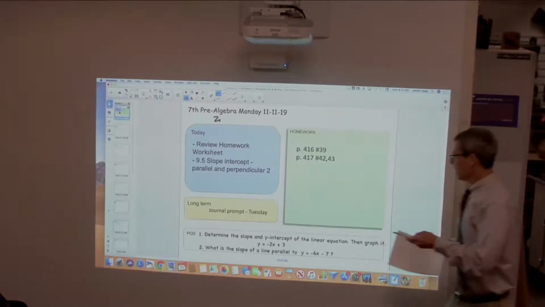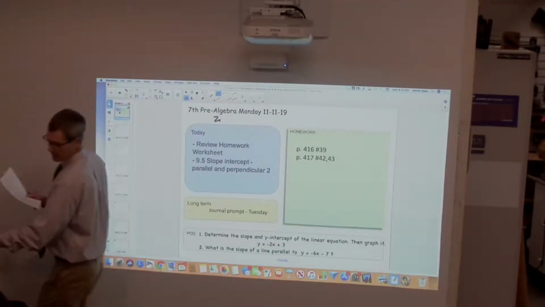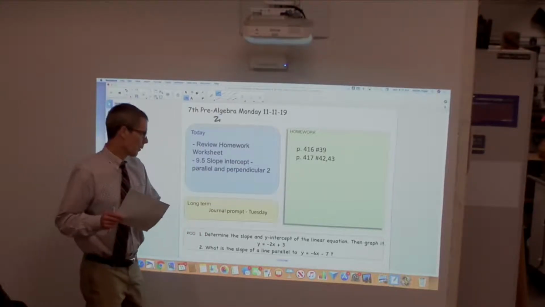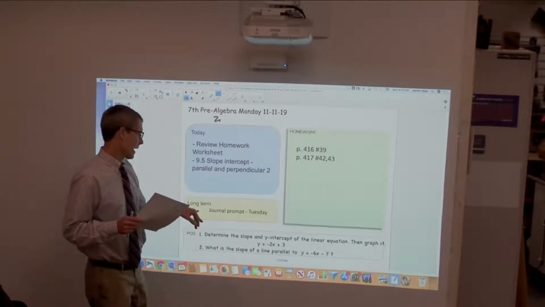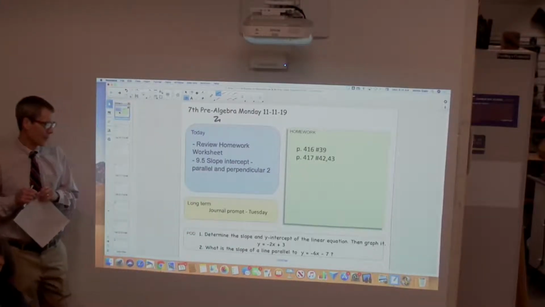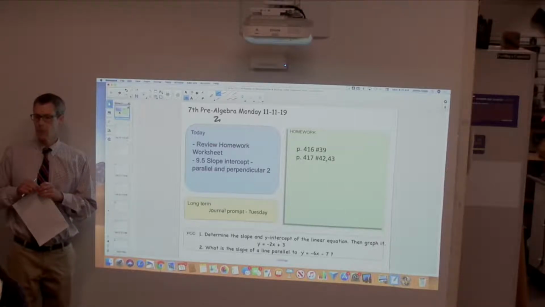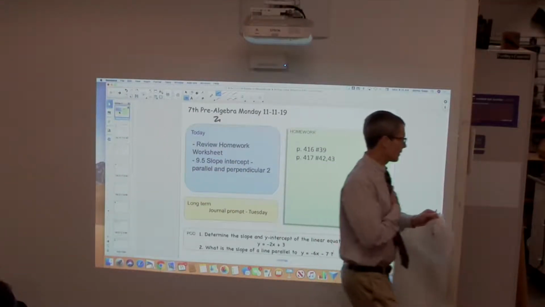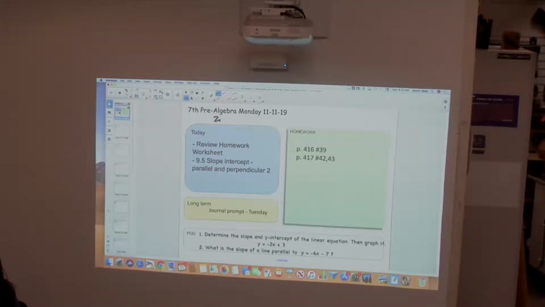Alright, so how about any questions on the POD or answers? Anybody get a chance to do that? Determine the slope and the y-intercept of the linear equation and graph it. Y equals negative 2x plus 3. You could probably fairly quickly tell me what the slope and y-intercepts are of that, if you remember the slope and y-intercept.